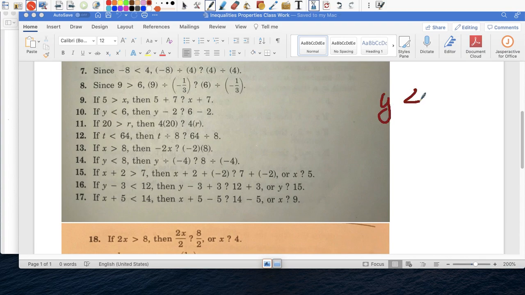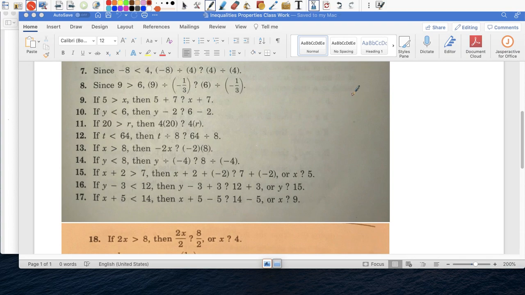Number 14: y is less than 8. Here they say let's divide the left side by negative 4 and the right side by negative 4. All we need to know is that because we divided both sides by a negative number, whatever answer we get, we have to adjust. We have to reverse the inequality sign to keep it true. So the answer is the greater than sign.